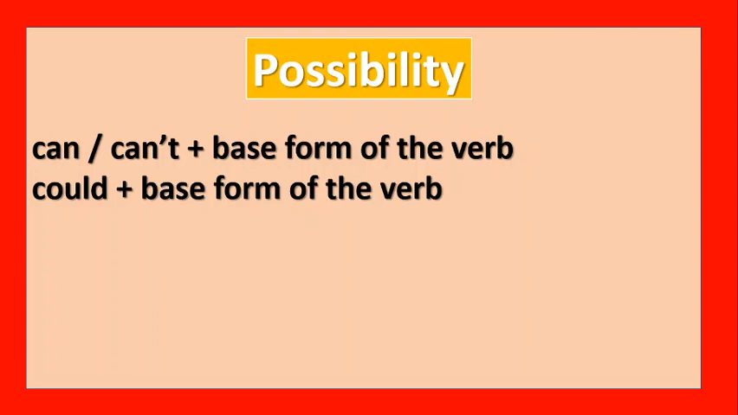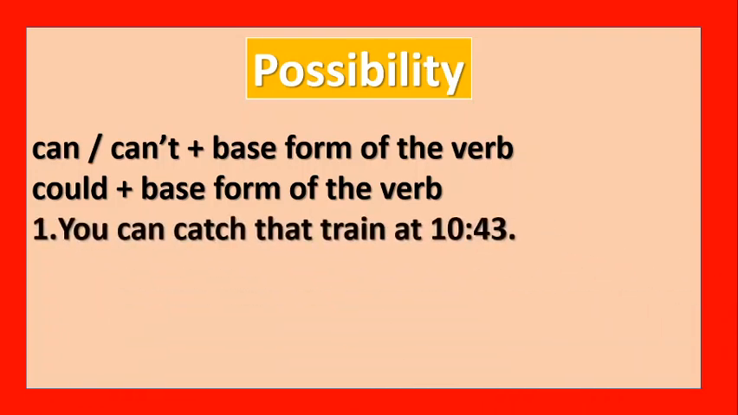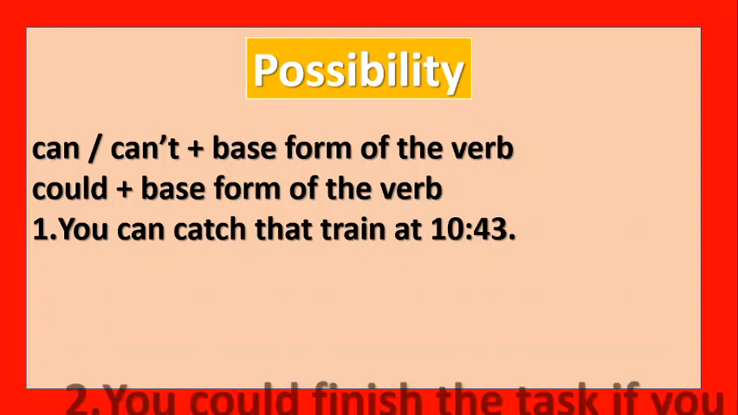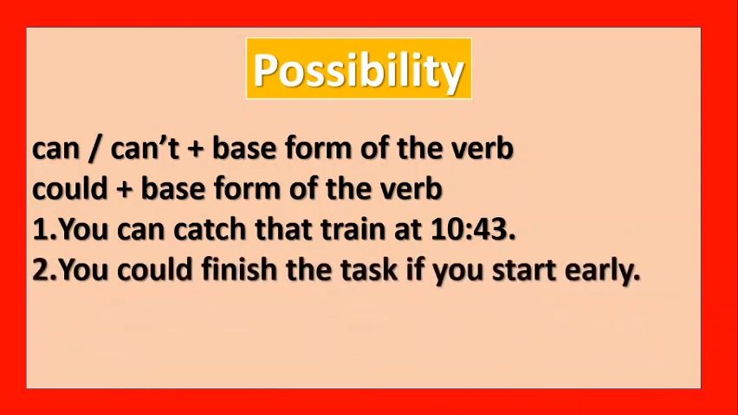Let's look at a certain example. You can catch that train at 10:43. It is possible for you to catch a train. This is not ability, it is possibility. It is possible the train will be there. Go. Don't waste time now. Look at another one. You could finish the task if you start early. It is possible for you to finish the task if you start early enough. It shows possibility, not ability.